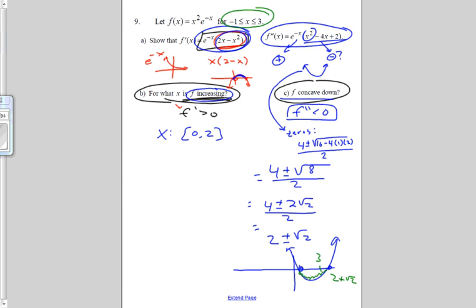So my function is going to be concave down from this first 0 all the way until 3. So my function is concave down when x goes from, not including, 2 minus root 2 all the way up until 3, including 3. And we can include 3 because of that.